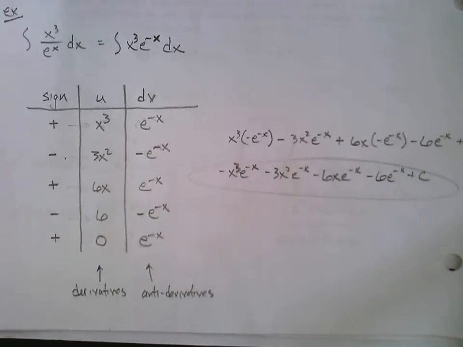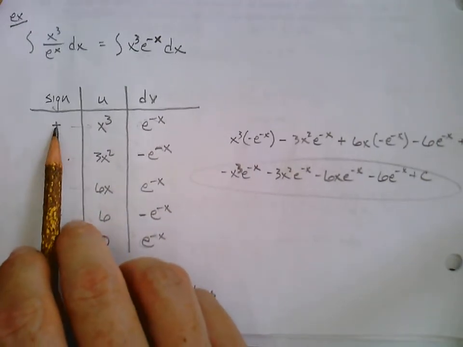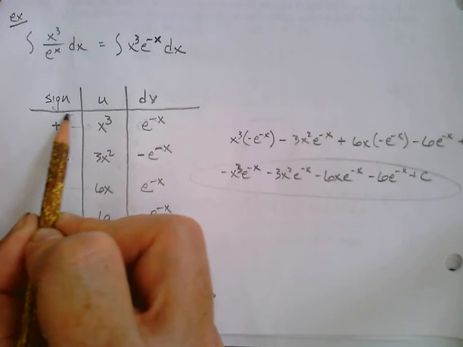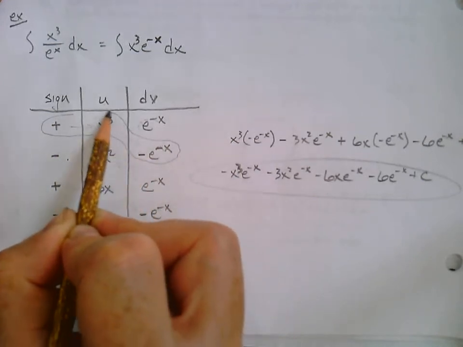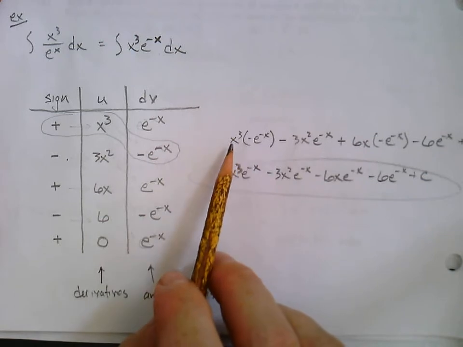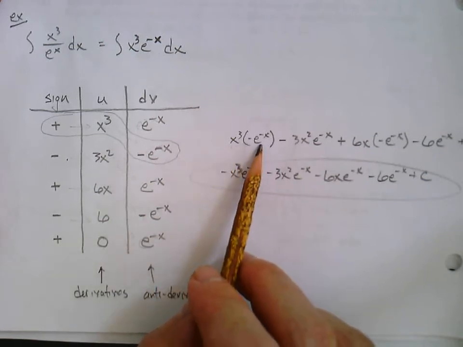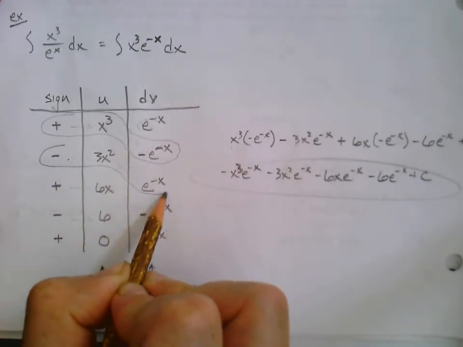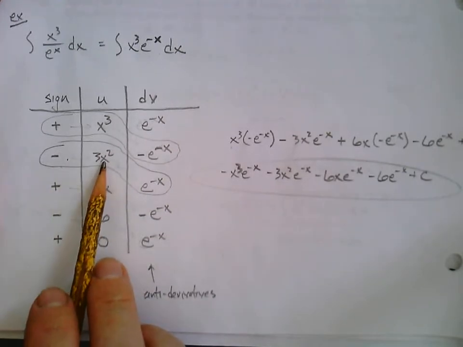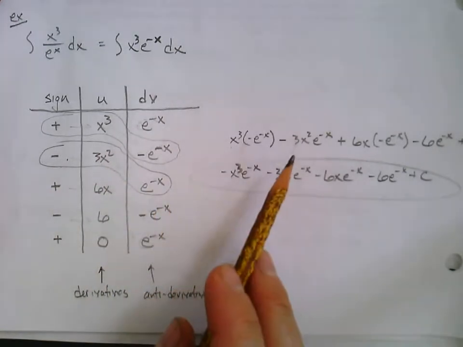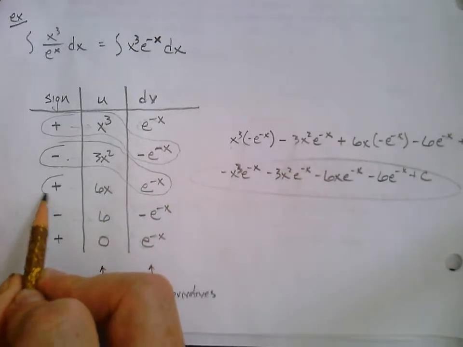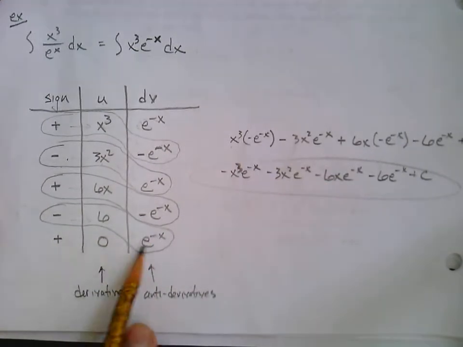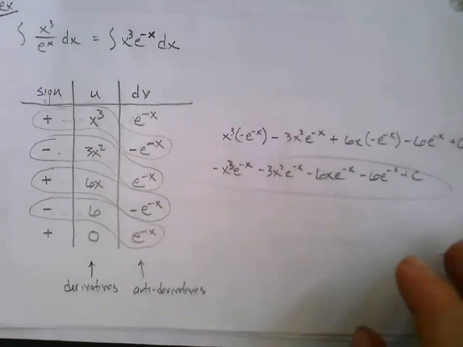Okay, how do we get to the final answer? Here's how you read it. You start with the sign, go over, and then down. So these three multiply. That's the first term. It's positive x to the third times e to the negative x. Then the next part, we take these. Minus 3x squared e to the negative x. And we keep going until we get to this. So we avoid the 0. We get to that. Okay.